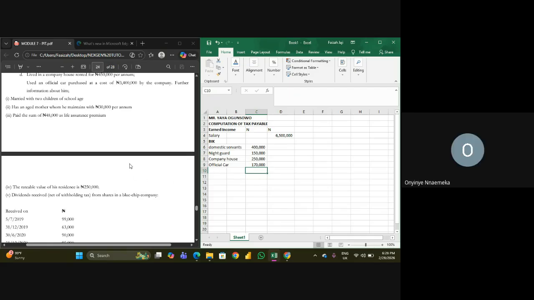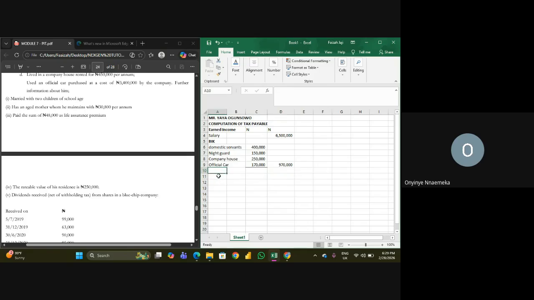So what else? Do you have any other benefit in kind? No, I don't think so. That's all. So total benefit in kind is this.